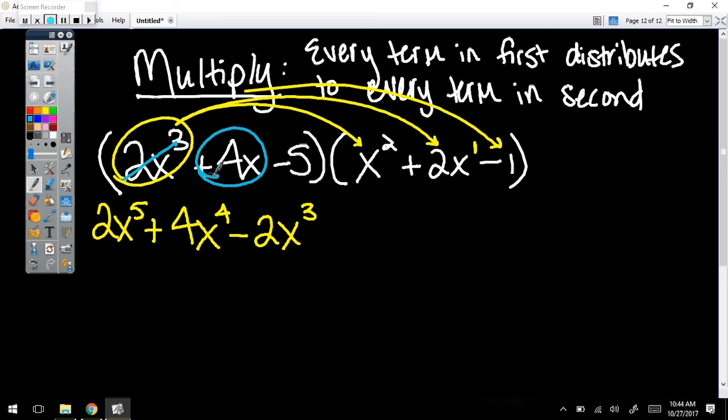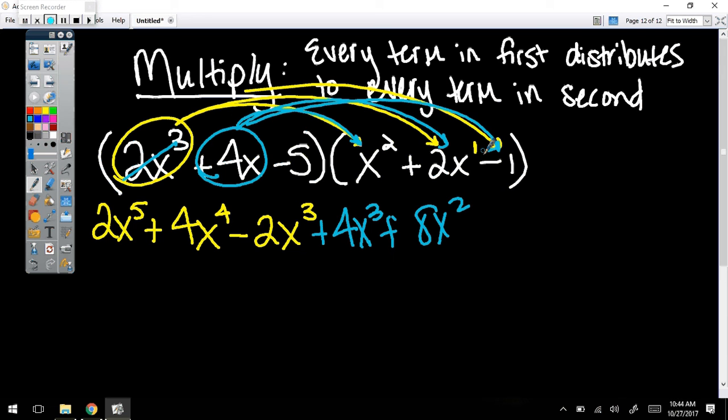Okay, so let's start. What is 4x times x squared? 4x to the third. What is 4x times 2x? 8x squared. Now we're getting it. What is 4x times negative 1? Negative 4x. Does that part make sense to everybody? Okay, done.